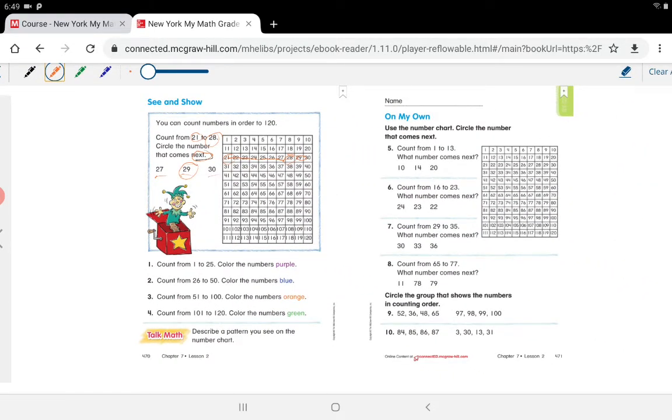So now, boys and girls, you're going to do the same thing on your own from 1 through 4, but you're going to use the colors purple, blue, orange, and green. If you do not have those 4 colors, that's fine, boys and girls. Use what you do have. Just make sure it is 4 different colors.